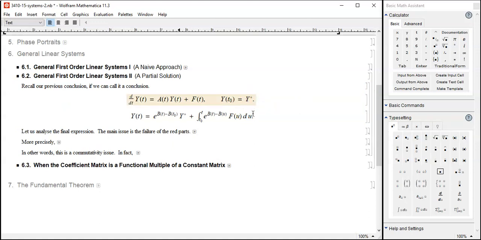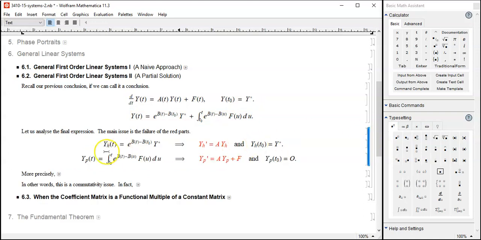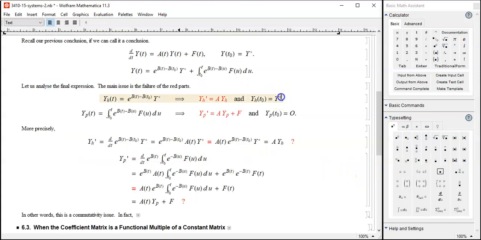Okay, let's suppose we start from there. Why is it not working? Let's look at the homogeneous solution here, and then we have to take the derivative and get this ODE and the IC. The IC will work fine. The ODE is not going to work very well. How about the particular solution? The same deal. The IC will work fine, but the ODE will not work very well. We'll see. Let's look at the first one.